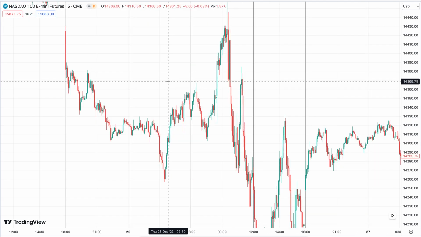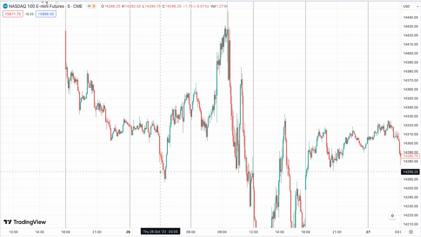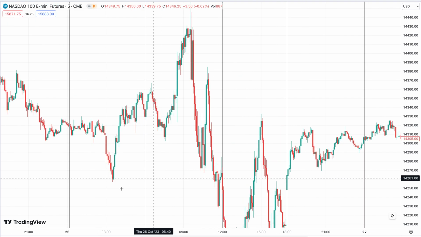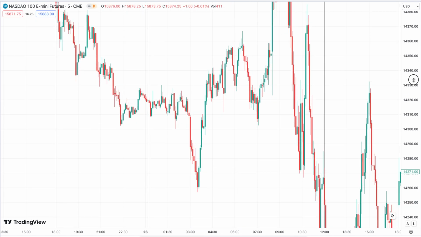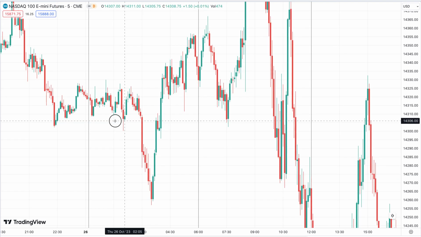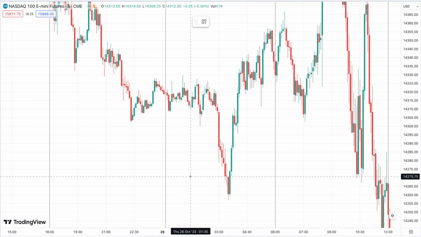So Q1 is from 1800 to midnight. And then this is the true open, Q2. So we're going to be looking at from Q2, the true open. We're going to be dividing this into quarters.